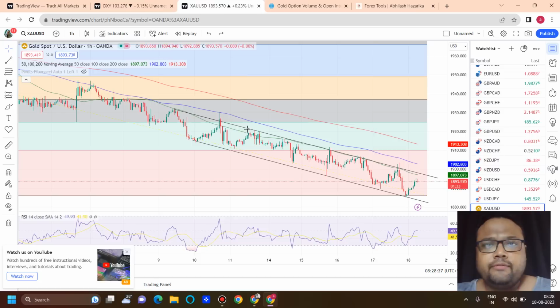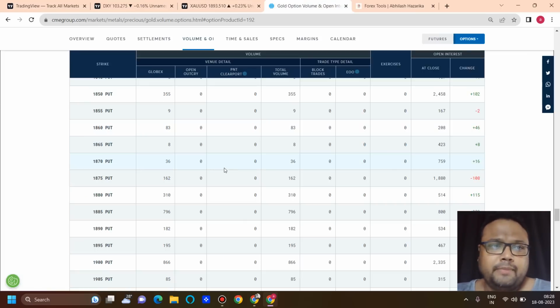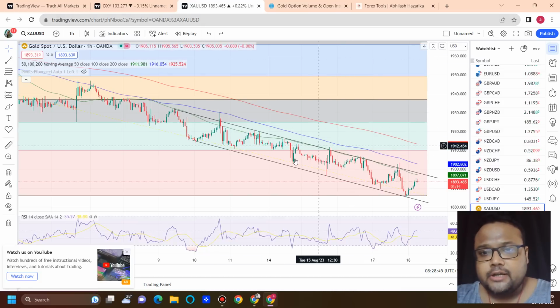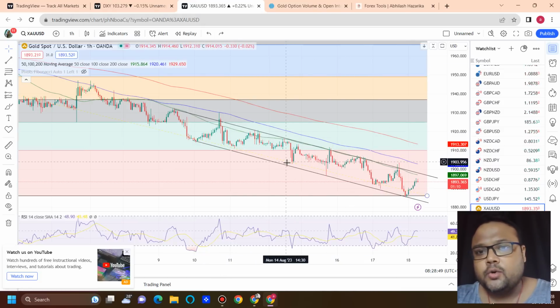Technically also we don't have any strong support on the chart, and on the basis of contracts also we do not have any strong support, and that's a bitter fact right now. And the market structure is also like this: you can clearly see the market is breaking the previous low and going down.